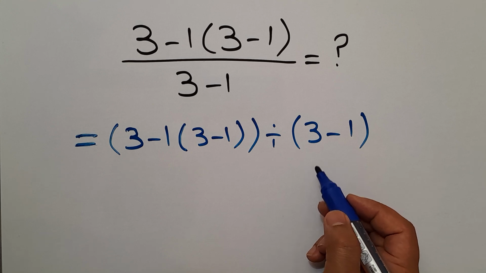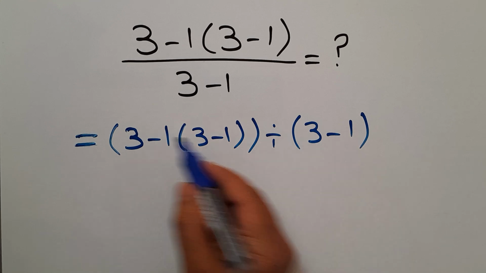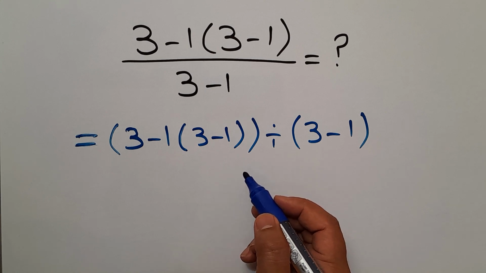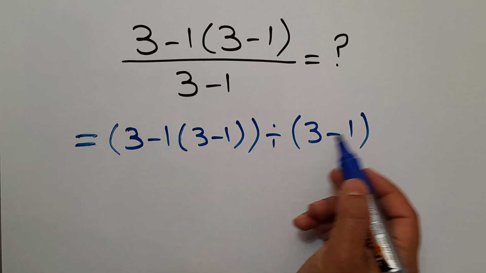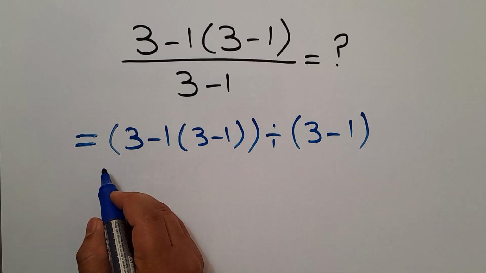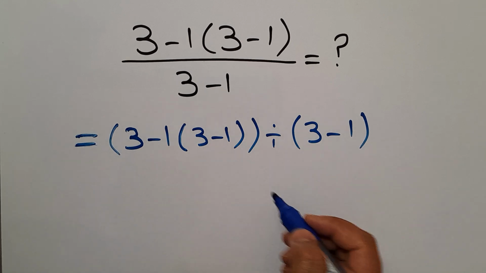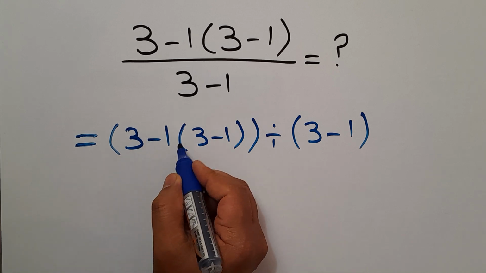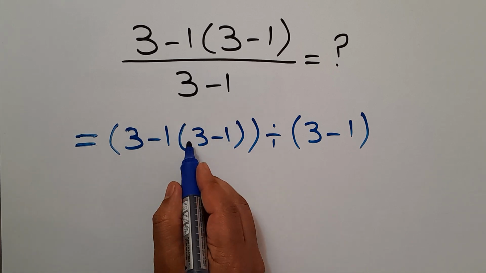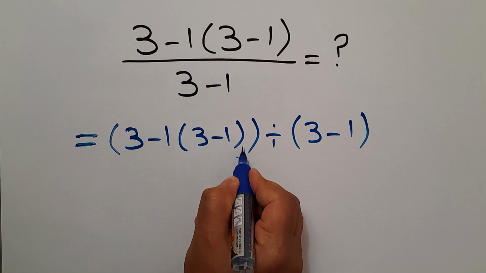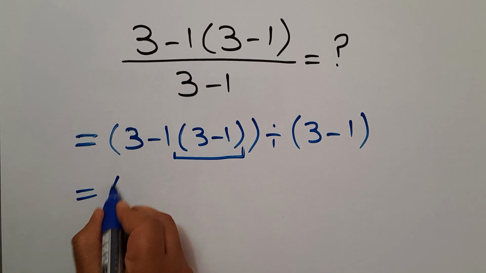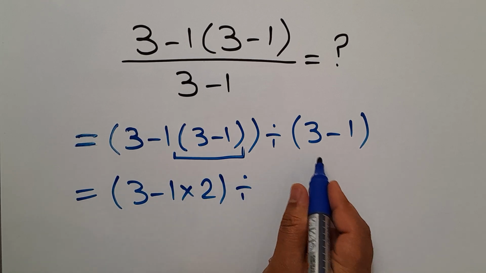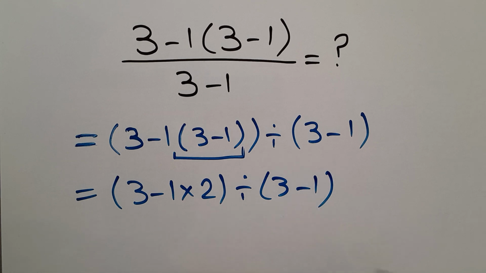Now, according to the order of operations, we know parentheses have higher priority than other operations. When we have more than one operation in one expression, we have to work from left to right. So first we do this parentheses, and inside this parentheses we do this parentheses first. 3 minus 1 gives us 2, so we have 3 minus 1 times 2 divided by 3 minus 1.